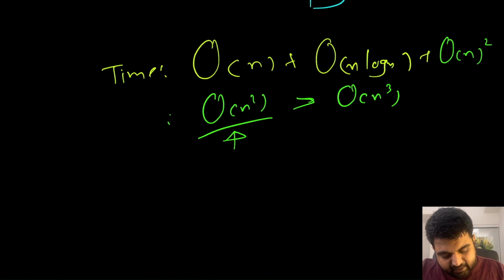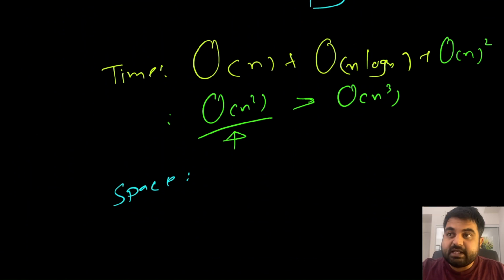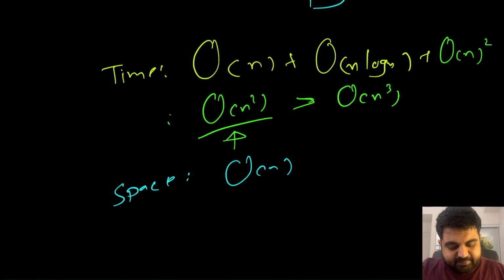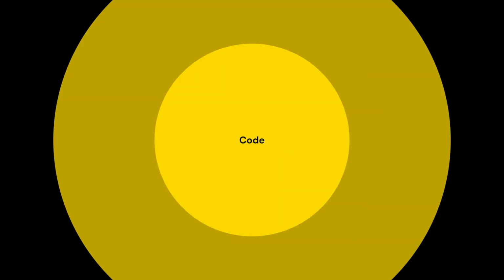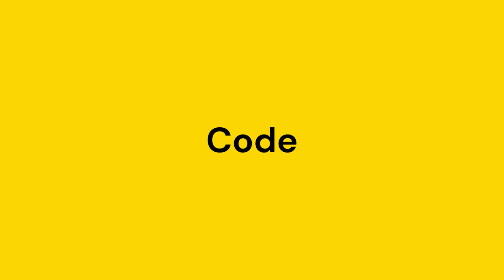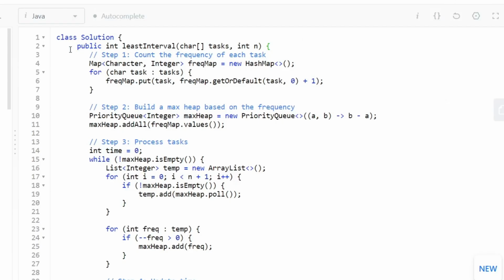If we look at space complexity, we are using a frequency map and we are also using a heap, plus a temporary array list. So basically we are using big O of n extra space, and this is still, in my opinion, a good enough time and space complexity. So here is the coding solution.